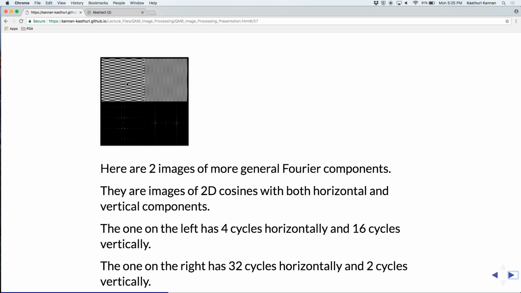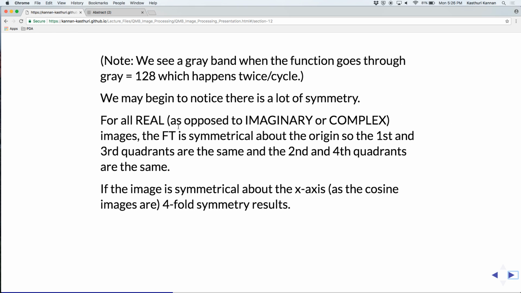And we see that these are vertical, right? I mean, you have a symmetric Fourier transform here. You have two dots here, right? And similarly, you have this here. Now, the thing is, there's lots of symmetry in the Fourier transform. If you have both vertical and horizontal components, the Fourier transform will be symmetrical about the origin, okay?